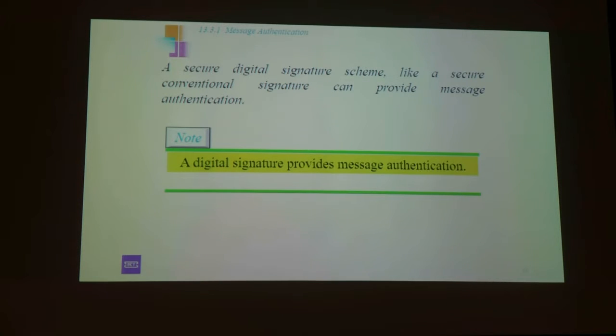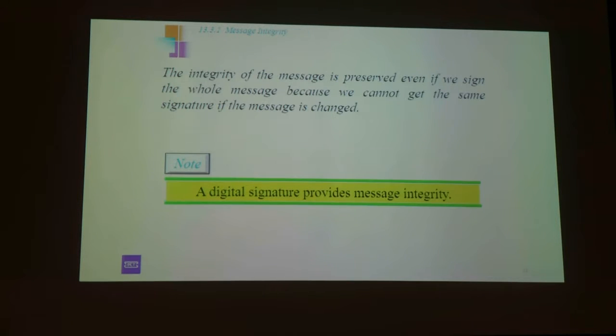So a secure digital signature scheme, like a secure conventional signature, can provide message authentication. Why is it message authentication? Who is going to sign it? The sender, with her private key. Nobody can fake the private key. So when we receive it, we use the public key of that person, and then it's authenticated. Very simple, we could use it for authentication.